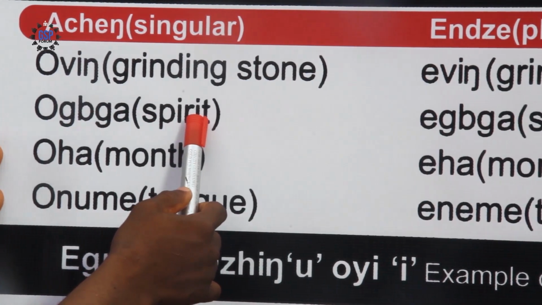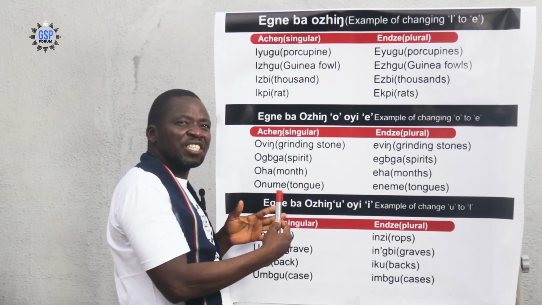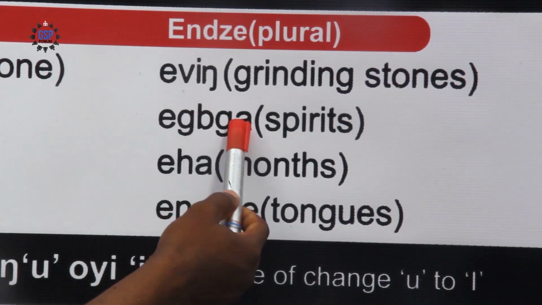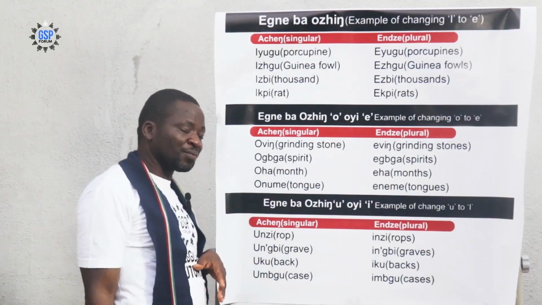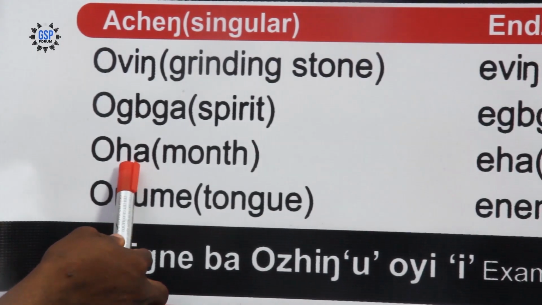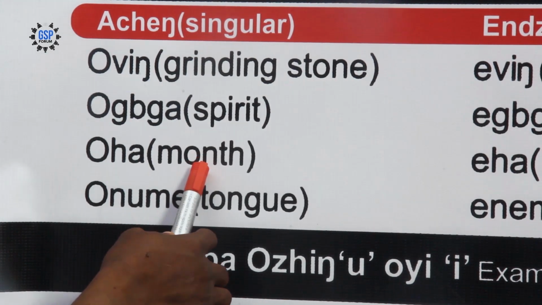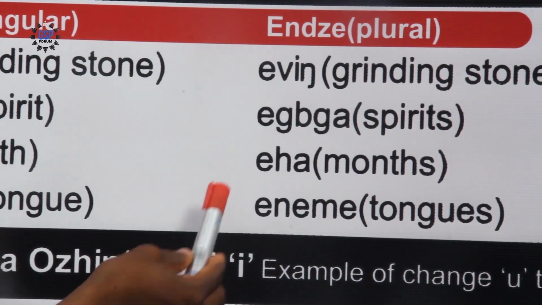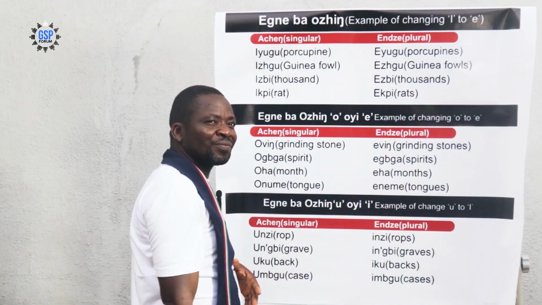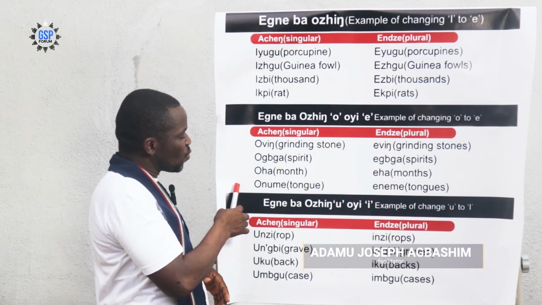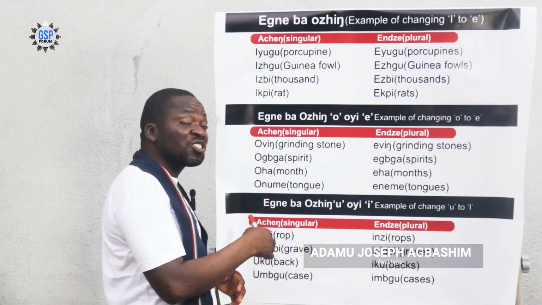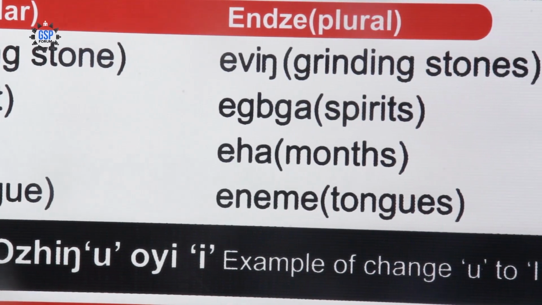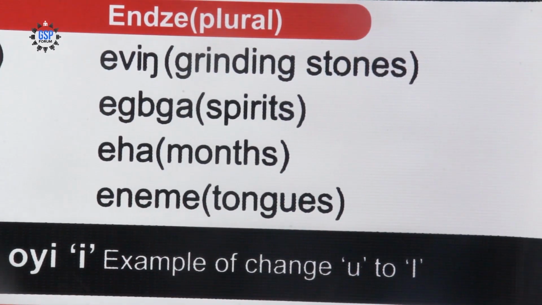Obra, spirit, when it is one. When it is more than one spirit, we call it egbra, spirits. We have oha, which is moon, when it is one. But when it is more than one moon, we call it aha. The next one is oneme, which is tongue. When it is more than one, we call it eneme, tongues.